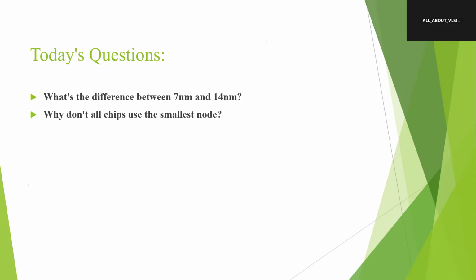Nowadays, as I said earlier, we are using 7 nanometers, right? Which means smaller nodes. Even though we have smaller nodes, for some purposes we are using bigger nodes also. So why don't all chips use the smallest nodes? For some chips we are using smaller nodes, and for some chips we are using bigger nodes. Why? If anyone knows these answers, please comment down.